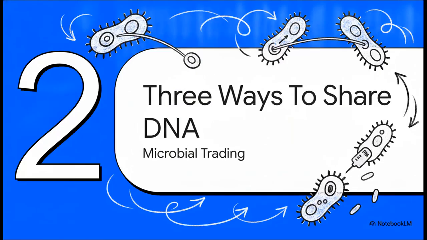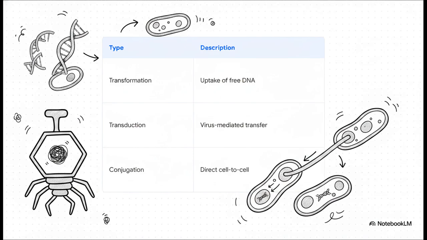Moving on to Section 2. 3 ways to share DNA. Let's look at the actual mechanics of this microbial trading. So we know bacteria are sharing this information, but how exactly are they pulling it off? Well, the crucial point is summarized right here with a quick revision of the 3 primary mechanisms they use to swap their genetic secrets. We've got transformation, which is the uptake of free DNA, transduction, which is a virus-mediated gene transfer, and conjugation, the direct cell-to-cell transfer. Let's break down each of these 3 distinct methods so you can see exactly how they operate in the wild.